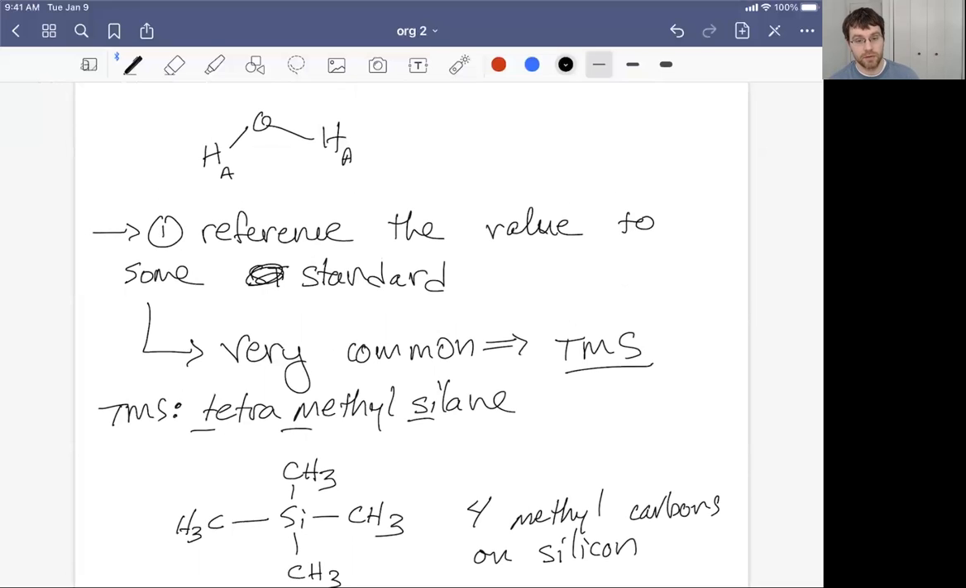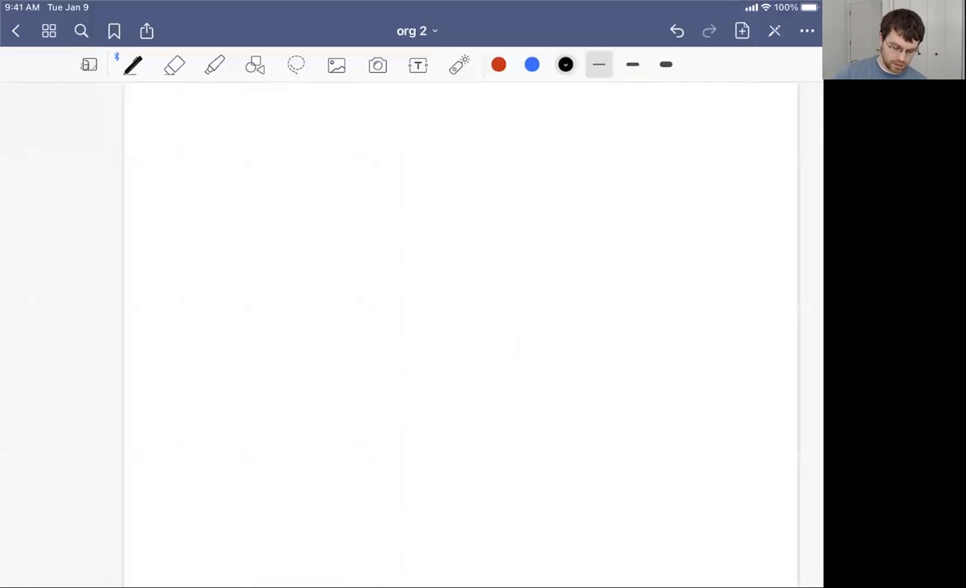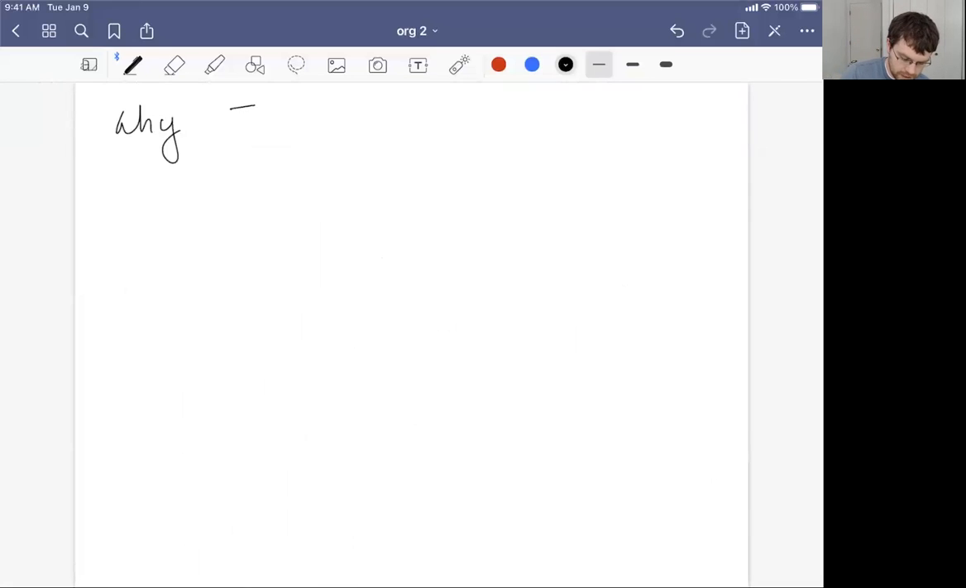TMS is a great reference standard for a few reasons. Number one, for the question why TMS, it's inert. That means it's unreactive for the most part. We can find some ways to get it to react, but for the most part, it's not going to do anything. That's a really important point, right? Because if we're doing an analytical technique, we want to just analyze the chemicals that are present. We don't want to observe a chemical reaction unless we're trying to do a chemical reaction. But during the course of the analysis, we don't want to inadvertently do a chemical reaction, so it's important that it's inert. Second thing is we want to be able to get rid of it easily, and we can because it's low boiling.